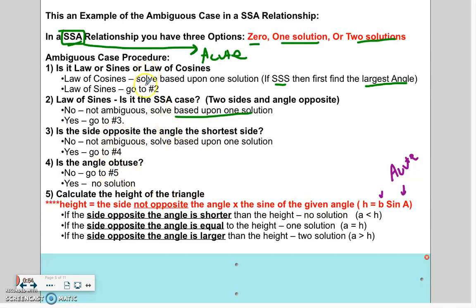So you kind of don't have to do this whole procedure, but if you check to make sure, hey, I've got a side-side angle relationship, I've got a given angle that's acute, and then my height is the smallest of the three sides, of the side that's opposite and the side of the angle that's given, you're going to have two cases.